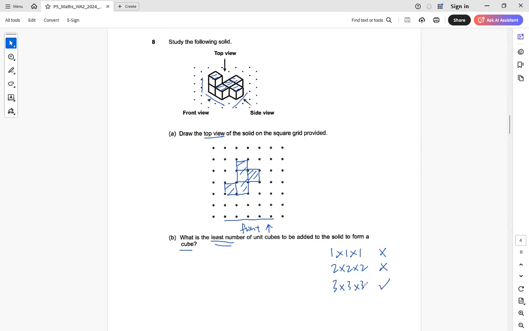So let's find out how many unit cubes we need to form a 3 by 3 by 3 cube. You just take 3 times 3 times 3, we will get 27. So we need 27 unit cubes. Currently, you count how many are there here. We have 1, 2, 3, 4, 5, 6. So you will need 27 minus 6, which is 21 more unit cubes to form a 3 by 3 by 3 cube. So your answer is 21. All right, let's move on to the next question.